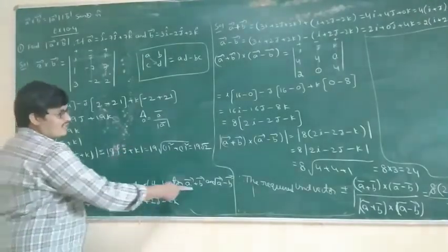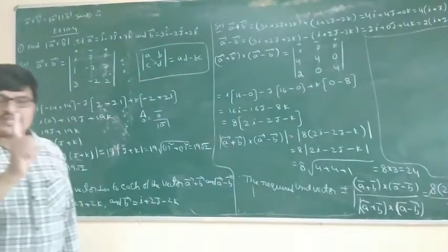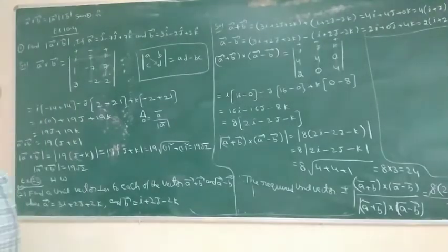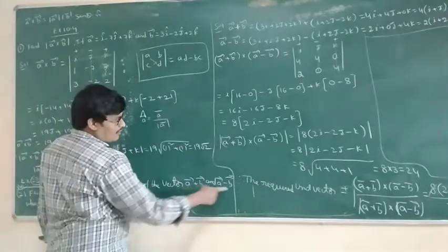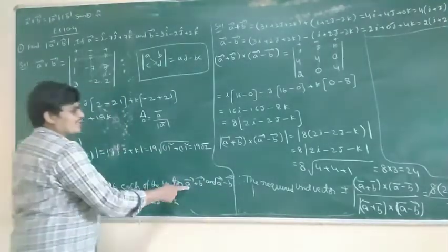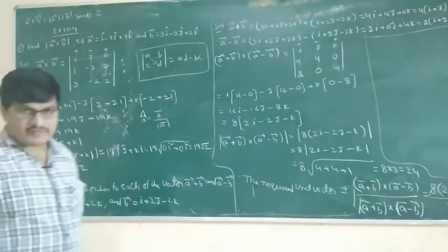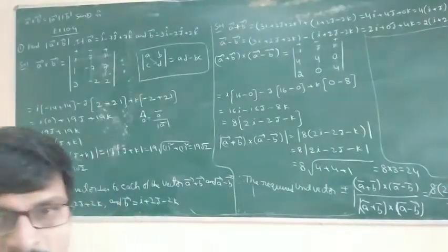Here two vectors are given. Normally the unit vector of a bar is for a single vector, a bar by mod a bar. Here how many vectors are given? Two vectors. a plus b is a vector and a minus b is another vector.